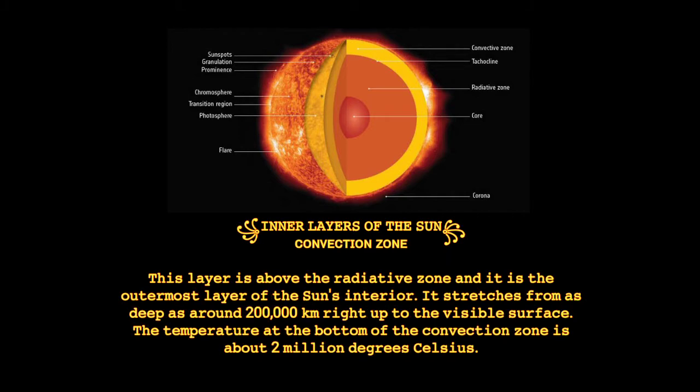The last inner layer is the convection zone. This layer of the sun is above the radiative zone and is the outermost layer of the sun's interior. It stretches from as deep as around 200,000 kilometers right up to the visible surface. The temperature at the bottom of the convection zone is about 2 million degrees Celsius.